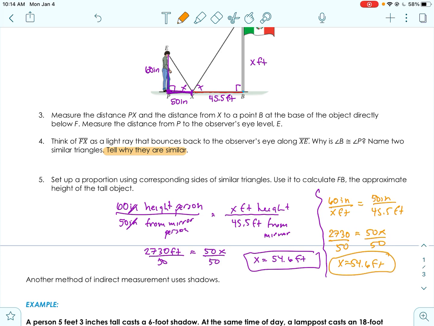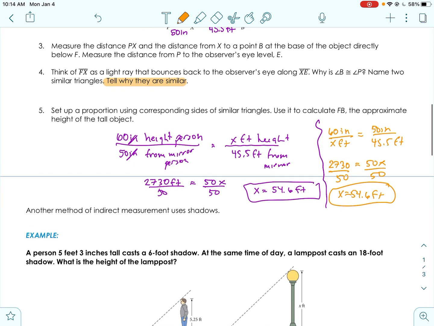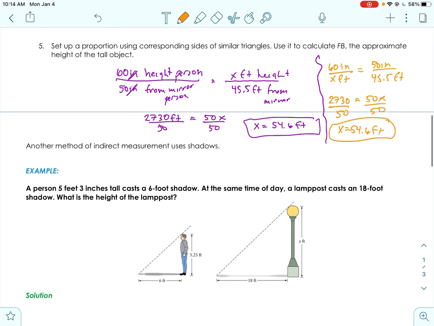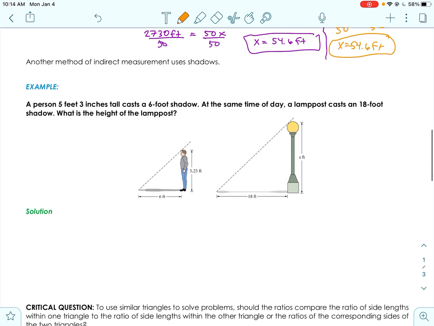Okay. Now, another method of indirect measurement that you can use is by using shadows of objects. So we have an example here. It says we have a person that is 5 feet 3 inches tall that casts a 6-foot shadow, and at the same time of day, a lamp post casts an 18-foot shadow. What is the height of the lamp post?